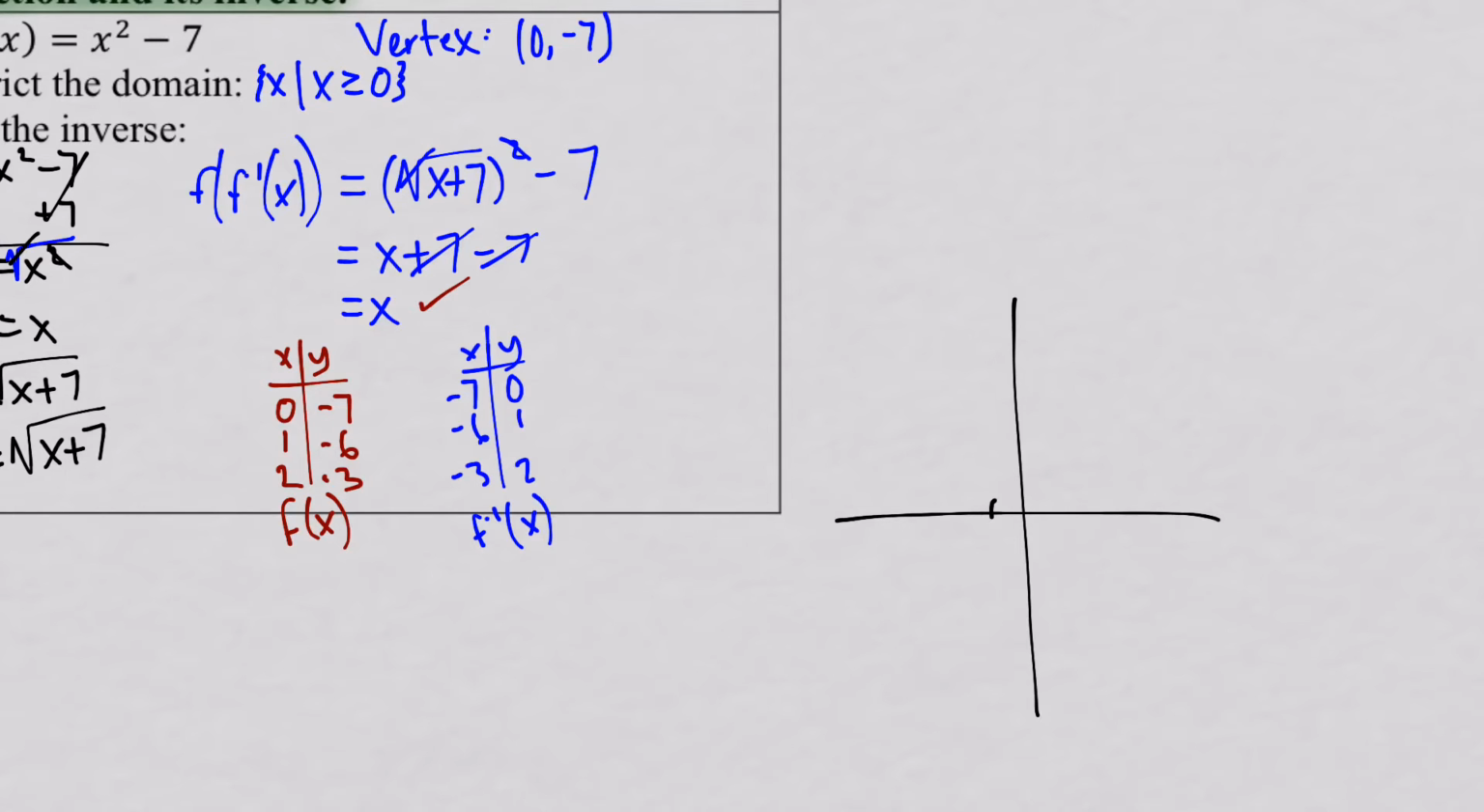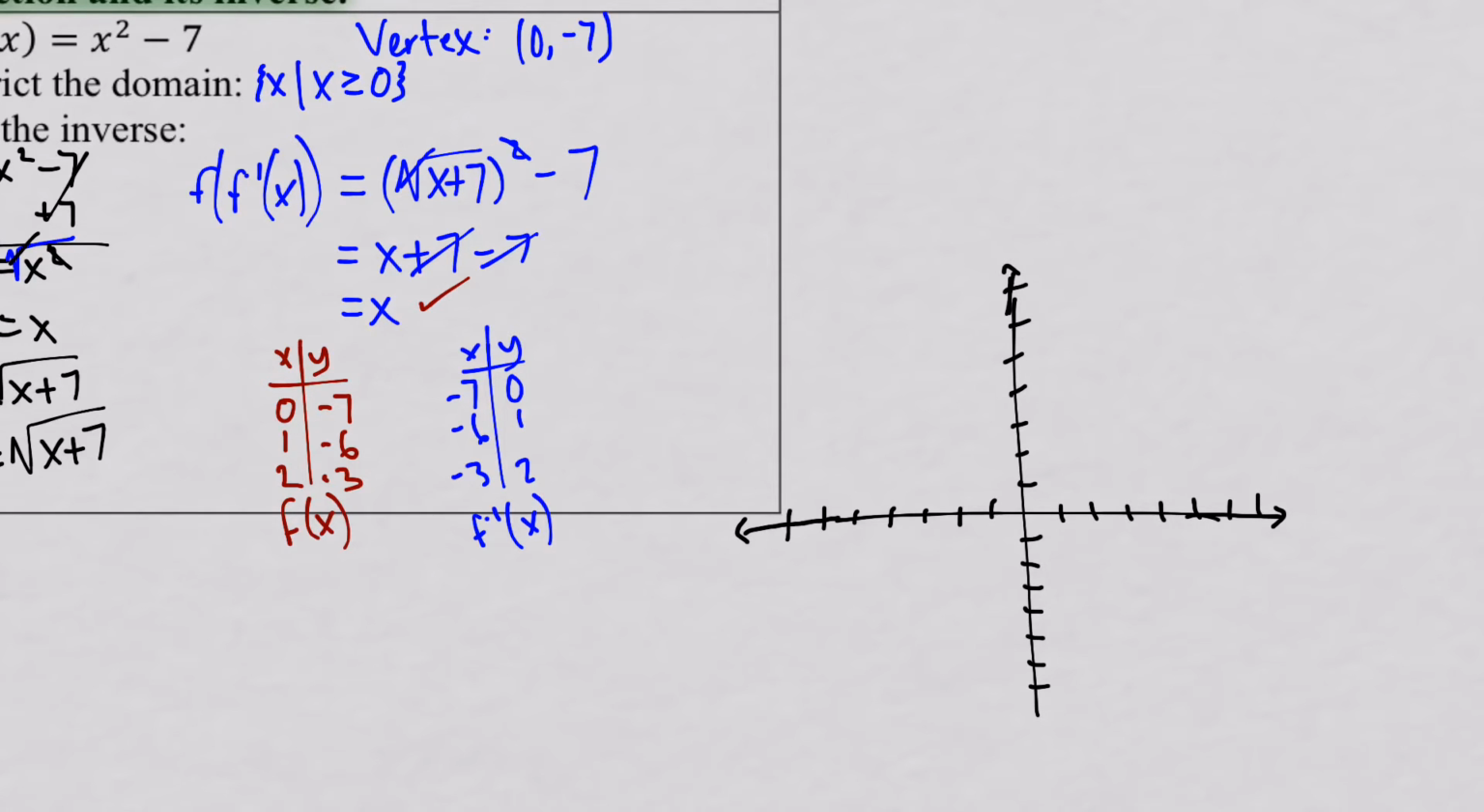Alright, 1, 2, 3, 4, 5. That should be good enough. Actually, no, I need to go all the way to negative 7. 6, 7. And then on the y-axis, 1, 2, 3, 4, 5, 6, 7. On the y-axis below, negative 1, negative 2, negative 3, negative 4, negative 5, negative 6, negative 7. 1, 2, 3, 4, 5, 6, 7. That should be good enough.